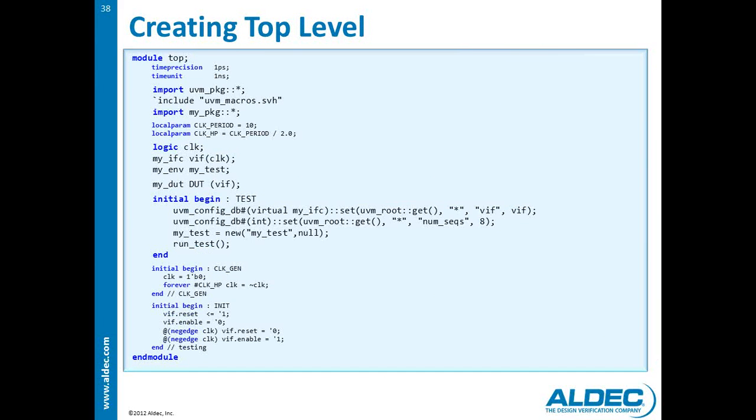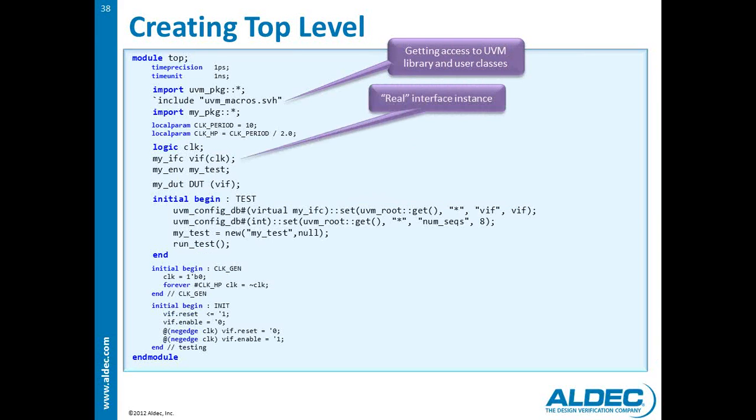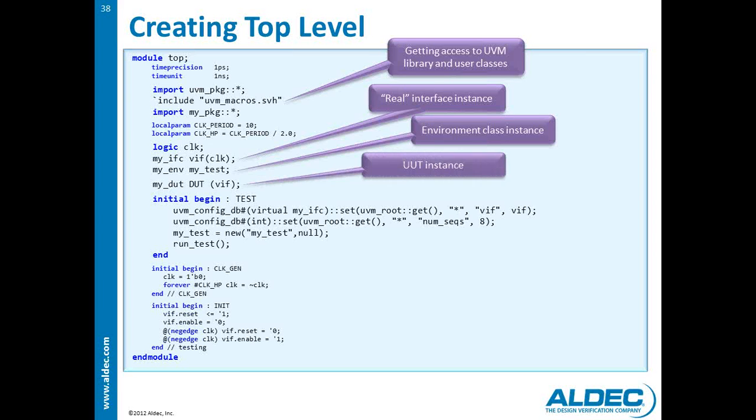And finally, top level. You see larger and smaller font. Smaller font means just plain SystemVerilog. Larger font means our UVM stuff. So you definitely need to attach proper library headers and packages. You have to create real interface instance. You have to instantiate your environment class, and of course your UUT.